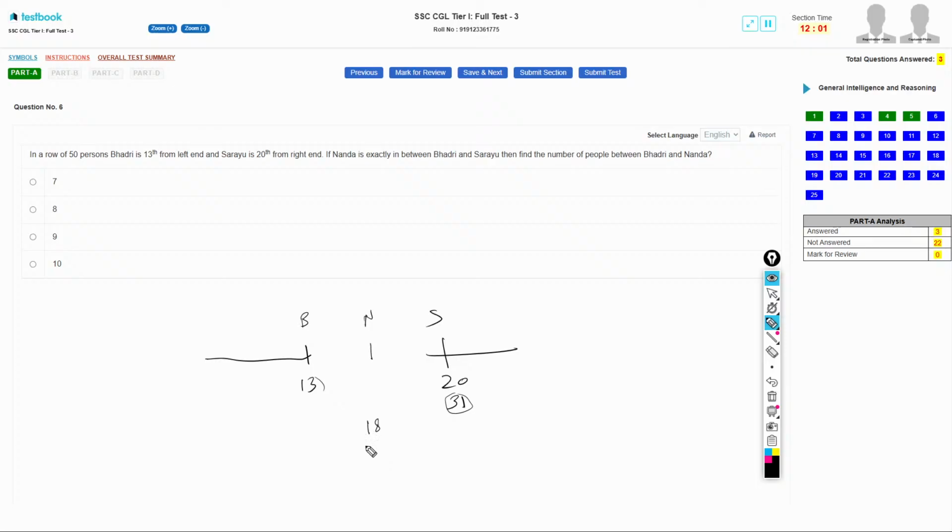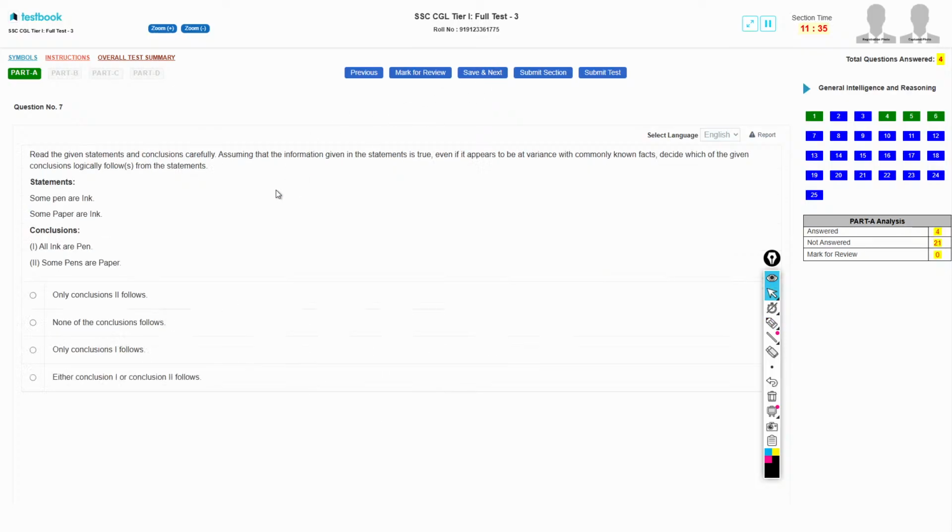From the right, then from left he is definitely at 31. Then in between them, this person is 31, so 17 persons in between. So between this 8 persons. Some pen, ink, some paper, ink. All ink, some pens are paper.